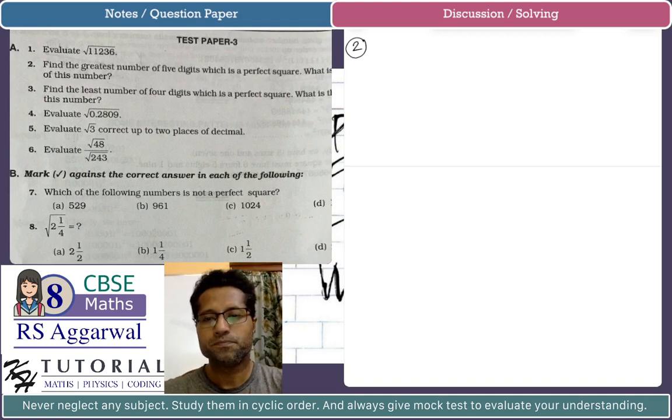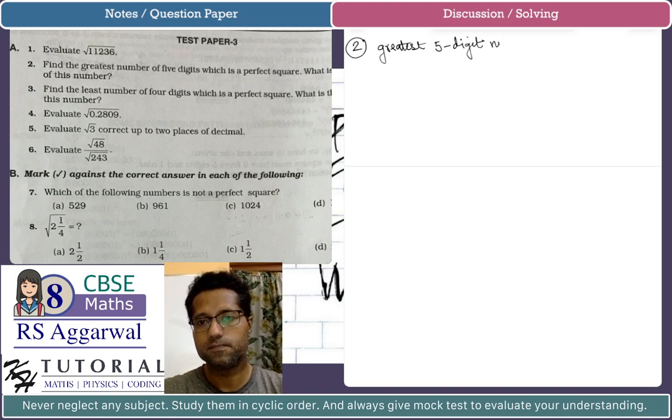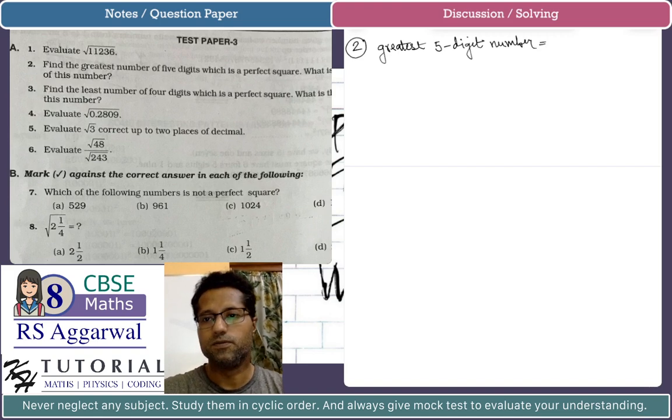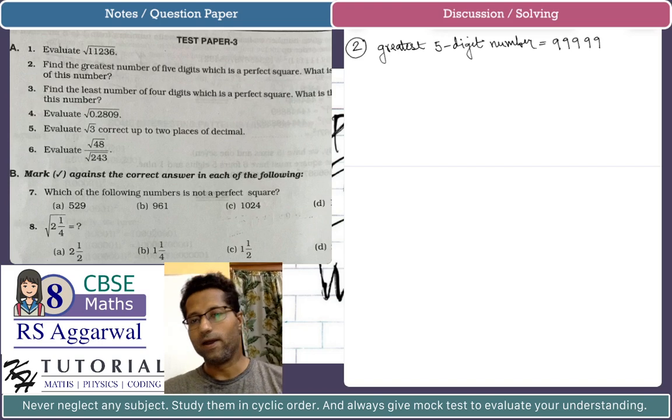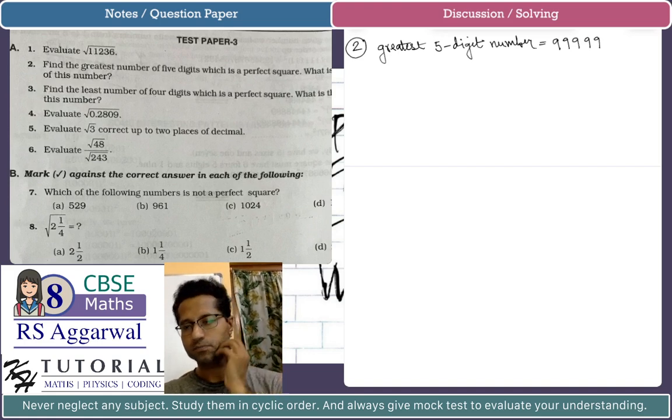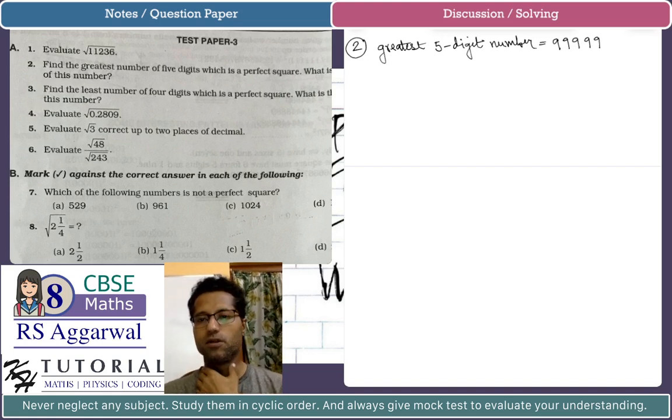Okay, so first, greatest 5-digit, we have to find the perfect square which is the greatest 5-digit number. So we will start from the greatest 5-digit number, which is equal to 9, 9, 9, 9 and 9. Now to find the greatest 5-digit number which is a perfect square, definitely 99999 is not a perfect square.